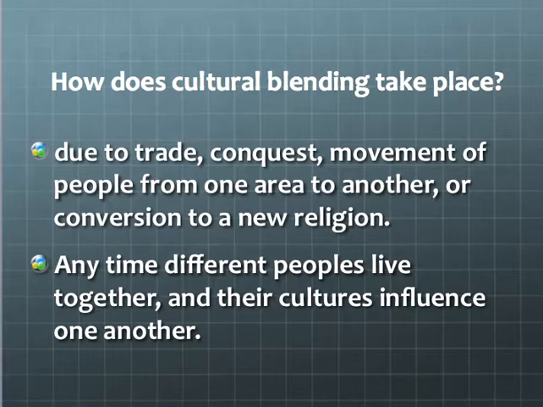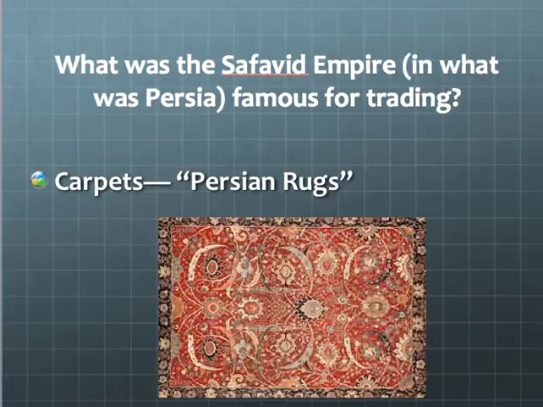Okay, so this can happen due to trade, conquest, movement of people from one area to another, or conversion to a new religion. Anytime different peoples live together and their cultures influence one another, you experience cultural blending. This was brought up during this particular chapter because the Safavid Empire is a major example of cultural blending.